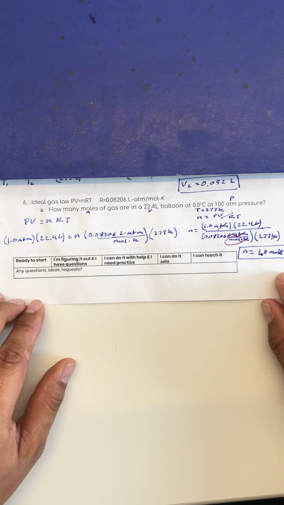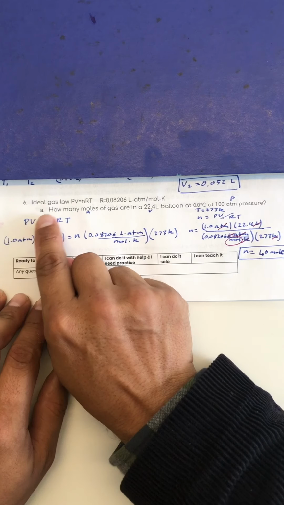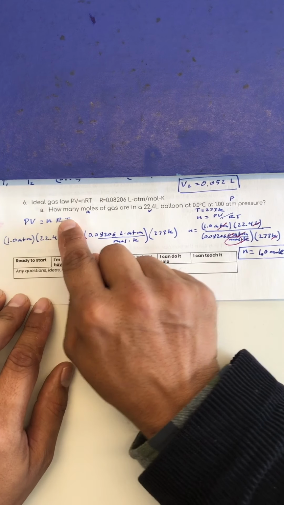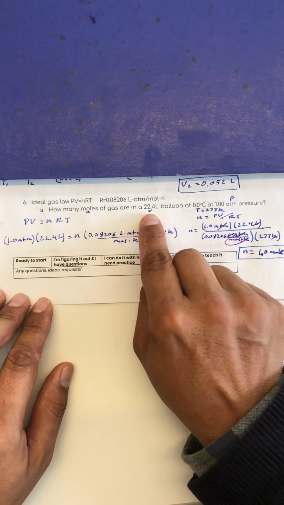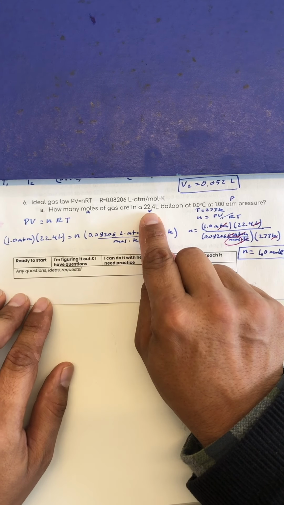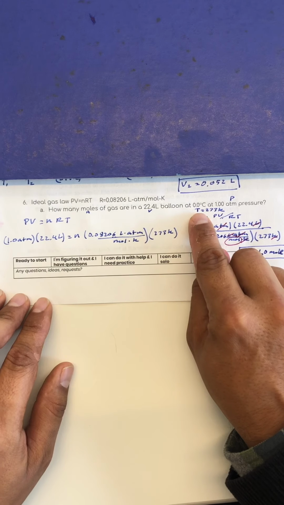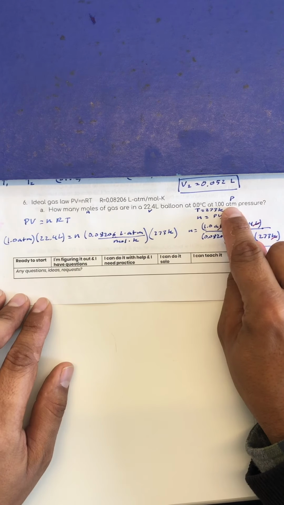If you don't care, well, I hope you have a great day. But here we go. We have the equation. The question is, how many moles, n, of gas are in 22.4 liters, there's our volume, at 0 degrees Celsius, let's change that to Kelvin, and 1 atmosphere of pressure.